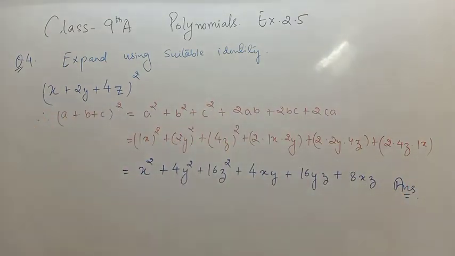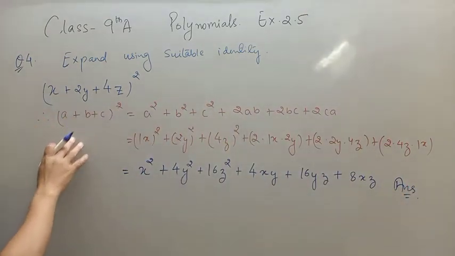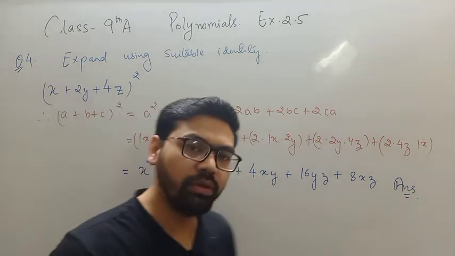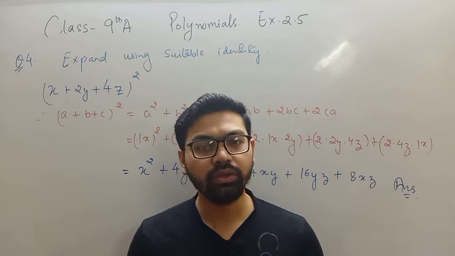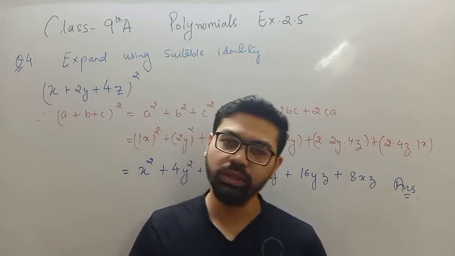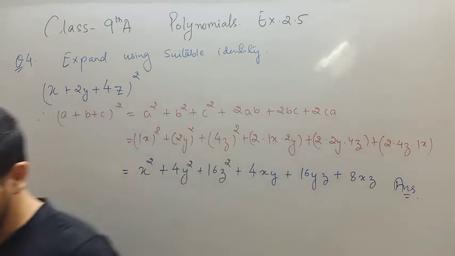For that you just need to learn this formula or this identity, that (a + b + c) whole square will give you a square plus b square plus c square plus 2ab plus 2bc plus 2ca. Okay, note it down fast.